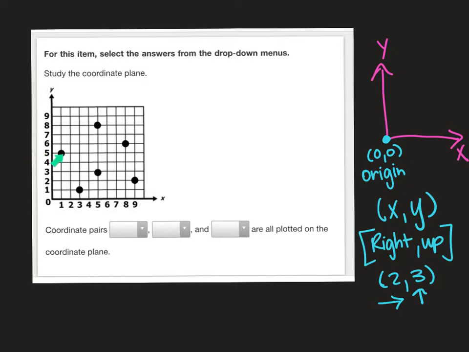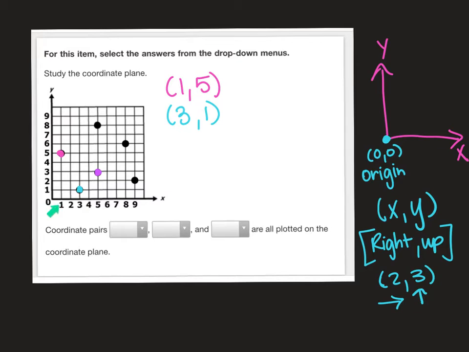So if I'm looking at this one right here, remember you always go from the origin, you go right for the X value and up for the Y value. So this one's going to be 1, 5. So we're going to write that 1, 5. Here, I'm actually going to color it. So this one right here is 1, 5. Now let's say this one right here. If we were going from the origin, that would be right 3, up 1, which means the point is 3, 1.